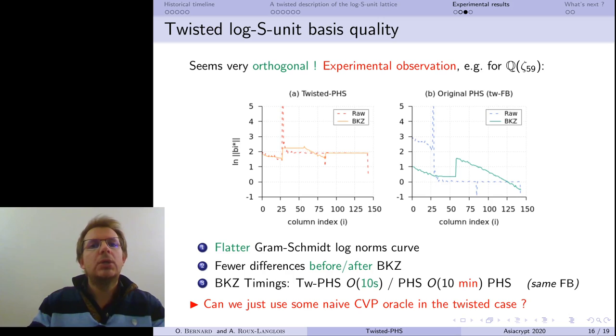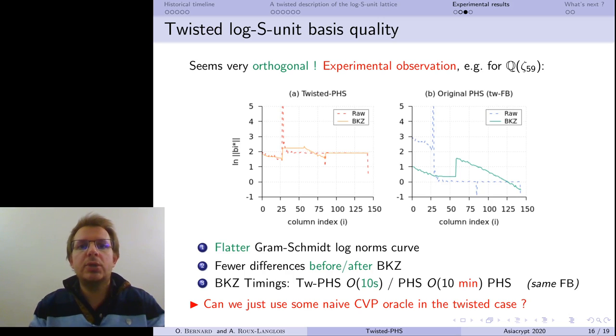So these two graphs are showing Gram-Schmidt log norms, and you can observe first that in the twisted case on the left, the Gram-Schmidt log norm curve is very flat, and it's decreasing on the right in the PHS case. And you can also see that the dotted curve is before reduction and the plain curve is after reduction. In the twisted case, both curves are almost superposed, whereas they are really different in the original PHS case. And this is really two comparisons that use the same algebraic material, the same S-units, the same factor base, everything is the same. The only difference between the two is that we have weights in the twisted case and we don't have weights in the original PHS.